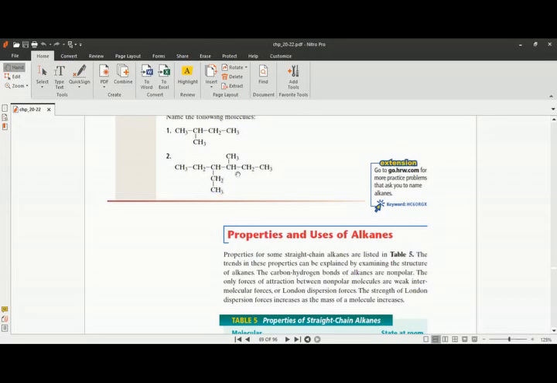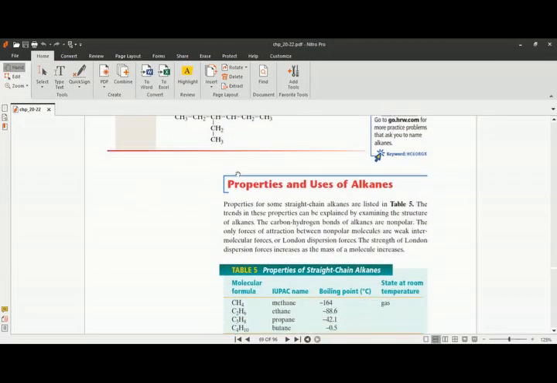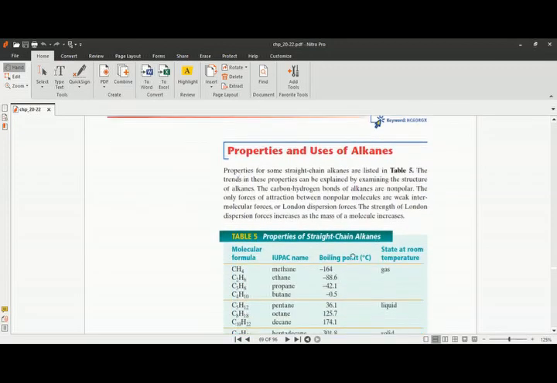Do you have any question in this part? If you have, unmute yourself. Okay, let's move on, now you know how to name the alkanes. Let's talk about the properties and the uses of alkanes. Do you have any question? Okay, guys.